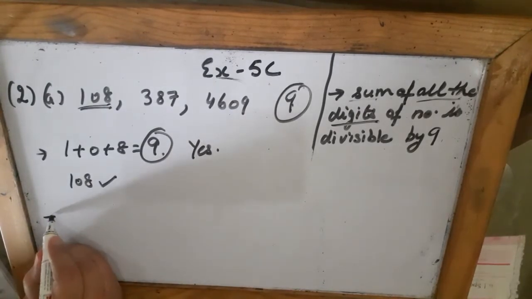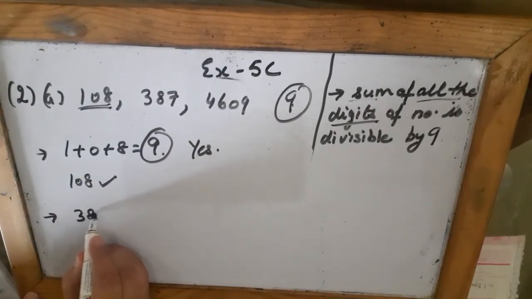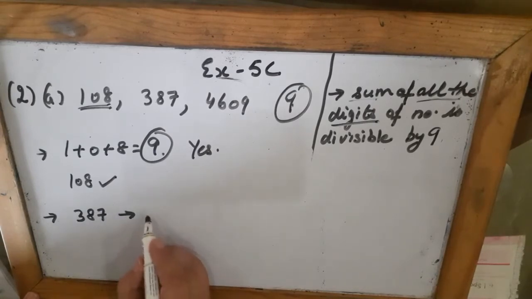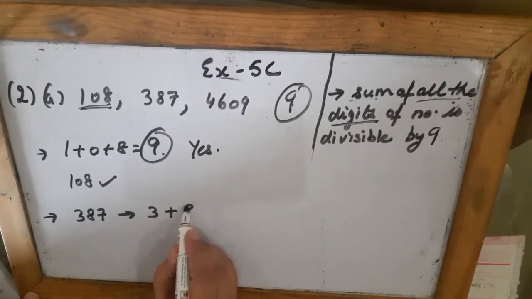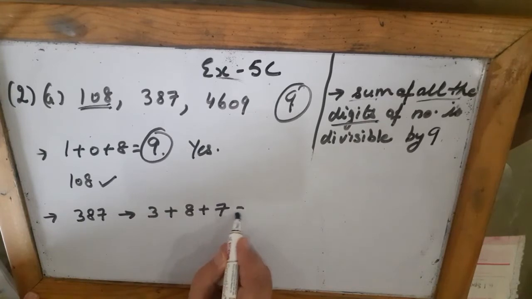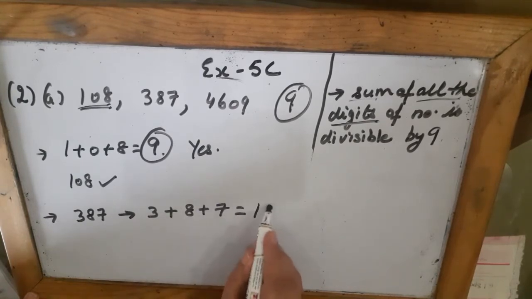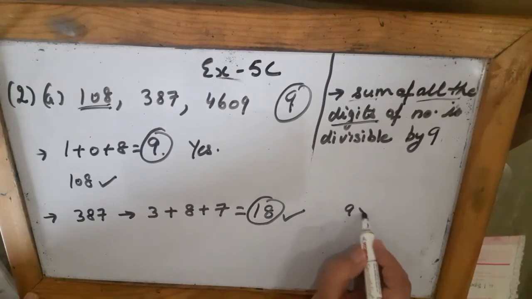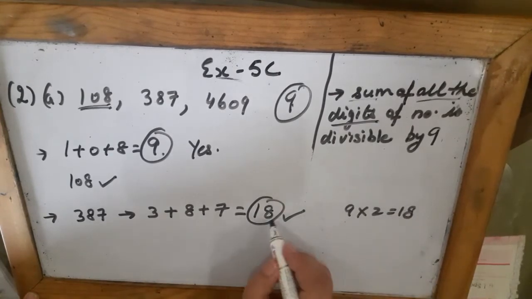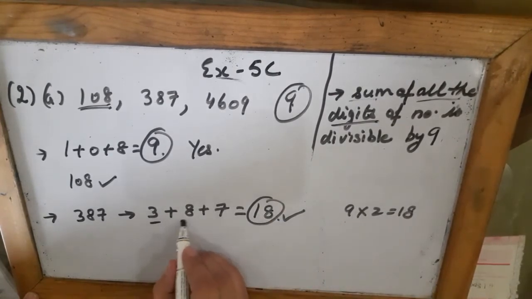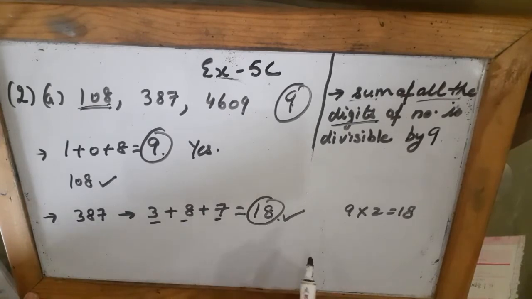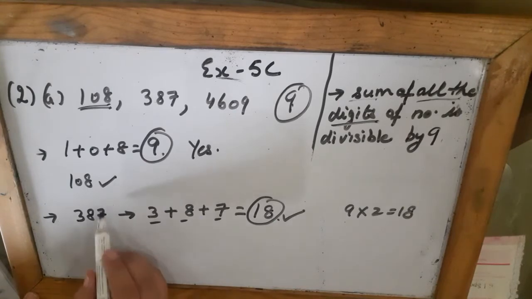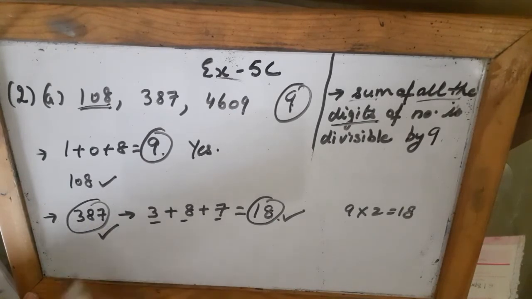Now let me take the next example, 387. I will add all the digits, 3 plus 8 plus 7. What do you get? 18. Is this 18 divisible by 9? Yes, 9 2s is 18. So when I took out the sum of all the digits, this 18 is divisible by 9. It is a multiple of 9. So it means 387 is divisible by 9.